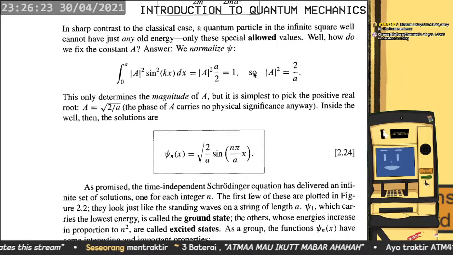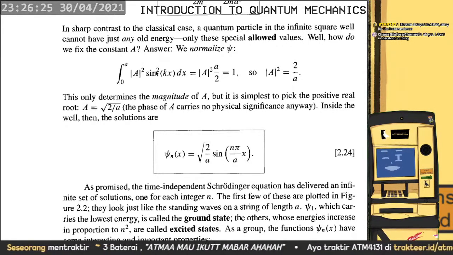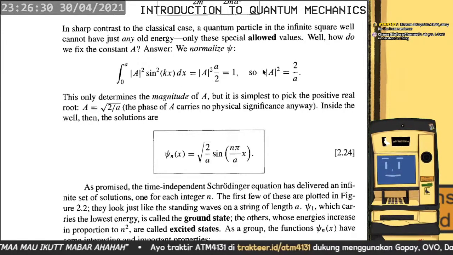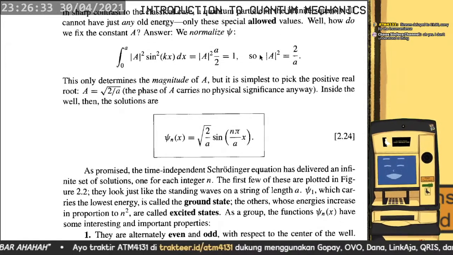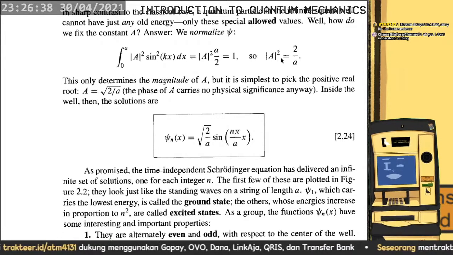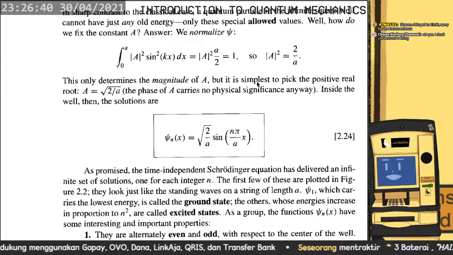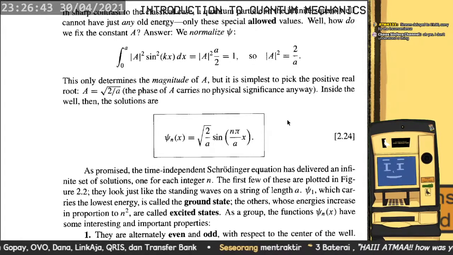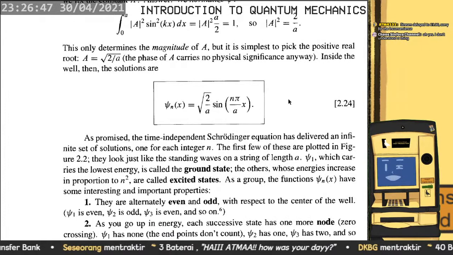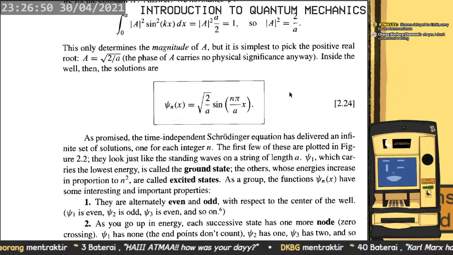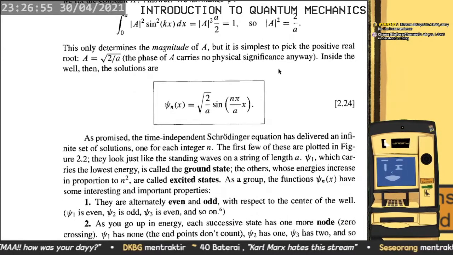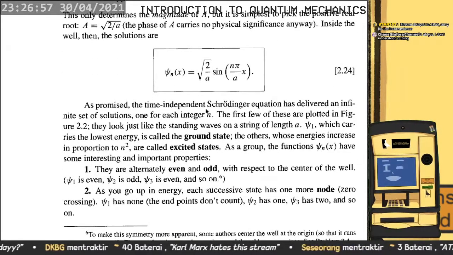So this is the ψ, and just square it, and we get 1. So from the normalization we get this, and we can find A. This only determines the magnitude of A, but it is harmless to take the positive real root. A equals the square root of 2 over a. The phase of A carries no physical significance anyway. Set in the well, then the solutions are this.